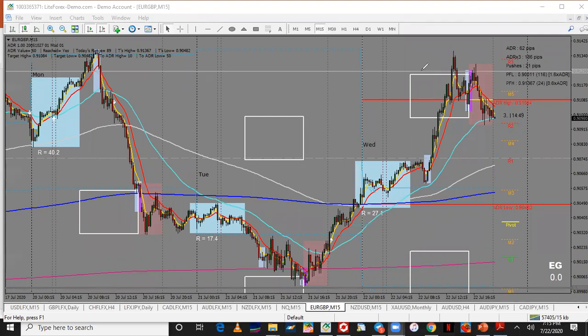So I found this pattern, and it was around this point here. So I calculated the number of pips to ADR. So the risk to reward, it wasn't favorable for me. Like I would risk maybe around 50 pips, and the target was around 20 pips. So it was a very bad risk to reward ratio.